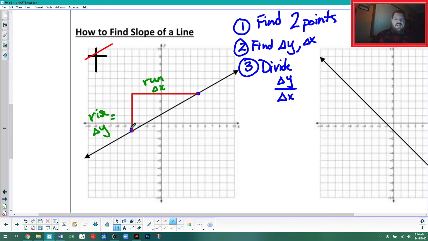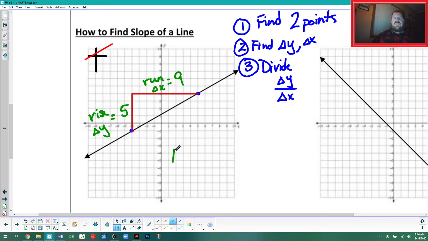So my rise goes up 1, 2, 3, 4, 5. It goes up 5. Since it goes up, it's positive. If it were to go down, it would be negative. My run, how far over does it go? 1, 2, 3, 4, 5, 6, 7, 8, 9. Yeah, this one was kind of ugly, but then I just write it.